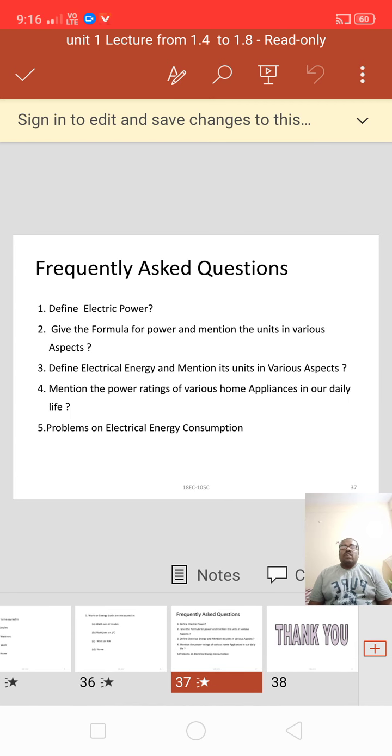Now, what are the questions frequently asked? First one, define electric power. Second one, give the formula for power and mention the units in various aspects. Third one, define electrical energy and mention its units in various aspects. Fourth one, mention the power ratings of various home appliances in our daily life. Fifth, problems on electrical energy consumption. These are the various frequently asked questions. We already learned all of these.